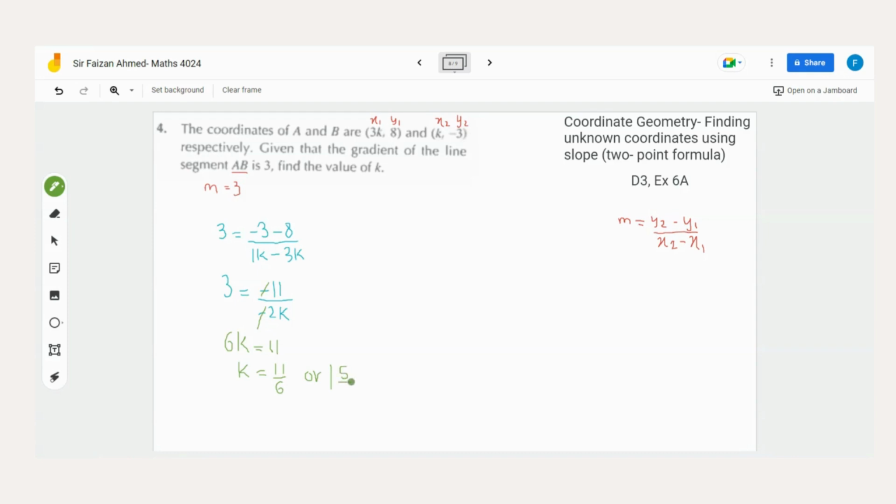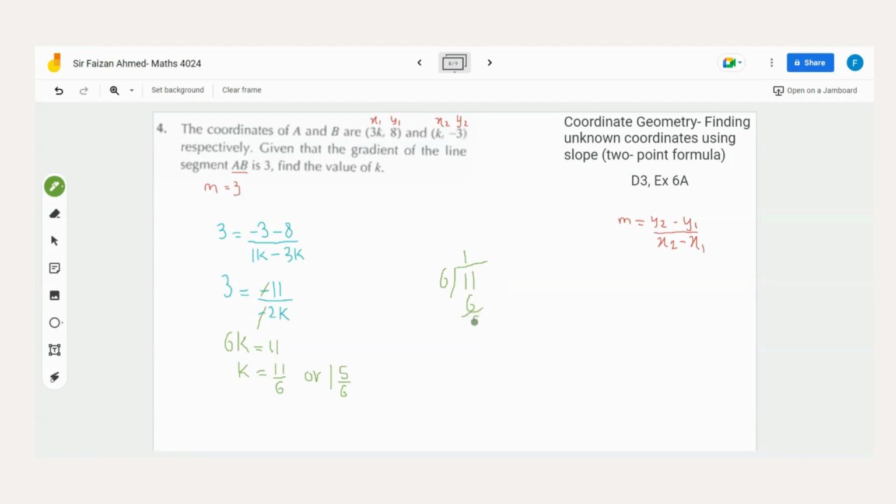Let me show you the working how I get this answer. 11 upon 6 means I have to put 11 inside and 6 outside, and I know that 6 times 1 is 6, so 6 times 1 is 6. When I will subtract 11 and 6, I will get 5.